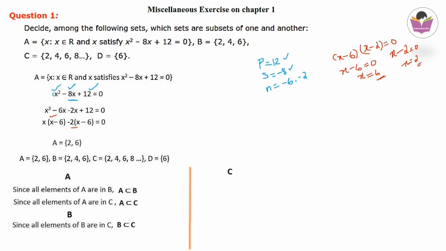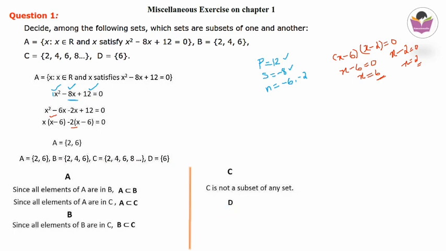Next we can go with C. Surely C is an infinite set. You can see 2, 4, 6, 8, etc., an infinite number of elements. All other sets are finite, so surely these elements of C will not be there in other finite sets, because all other sets have a countable number of elements, but C has infinitely many elements. Surely we cannot compare with any other sets, so C is not a subset of any set.